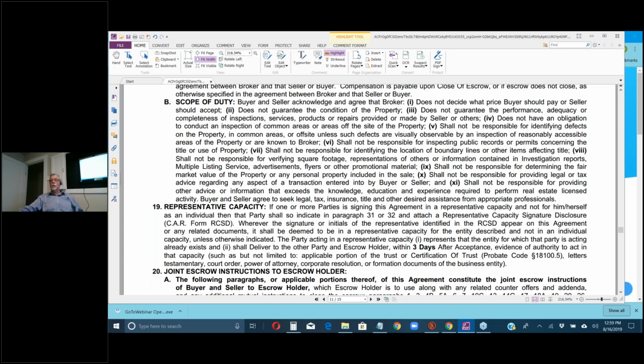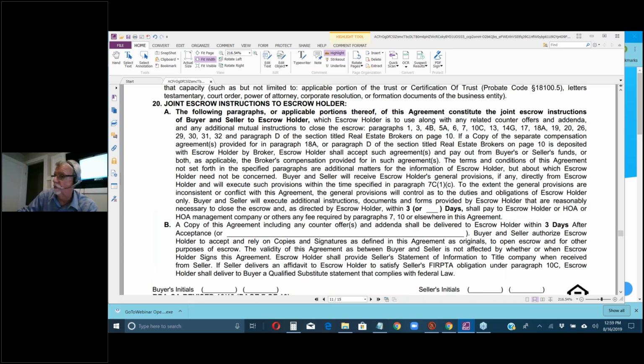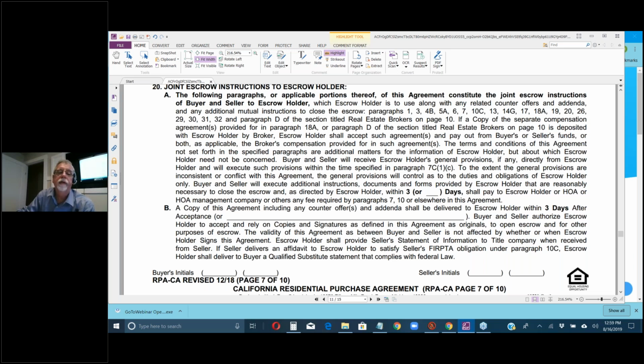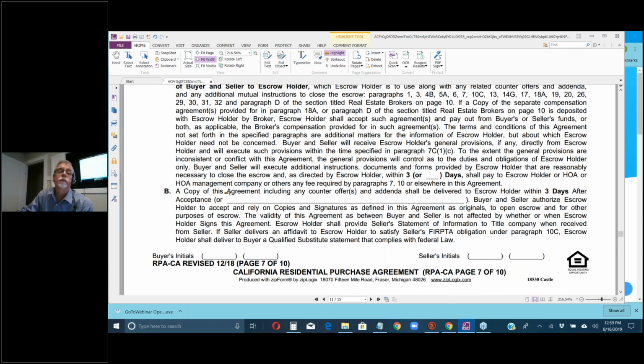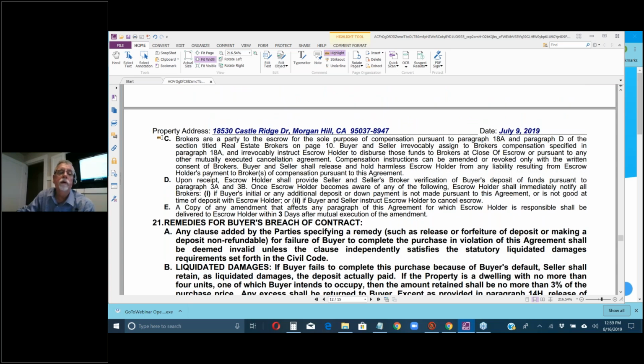The joint escrow instructions, I don't generally spend a lot of time with this when I'm talking to a buyer, right? But basically this is saying that this is going to be the basis of escrow instructions. And I don't even bother to write in the name of the escrow company. I just don't do it. But this I'm going to point out because it's an educational thing. Brokers are parties to the escrow for the sole purpose of compensation.